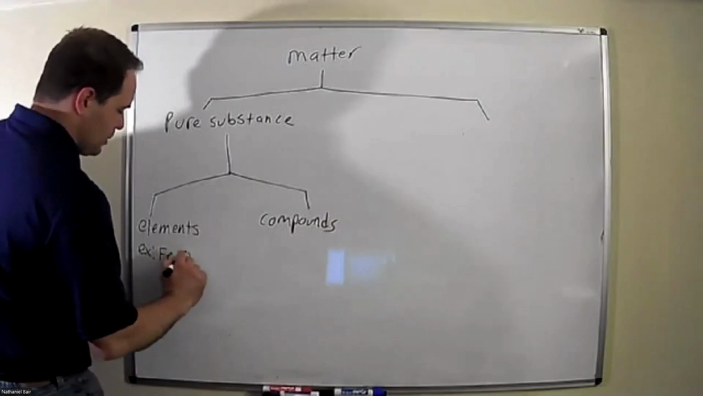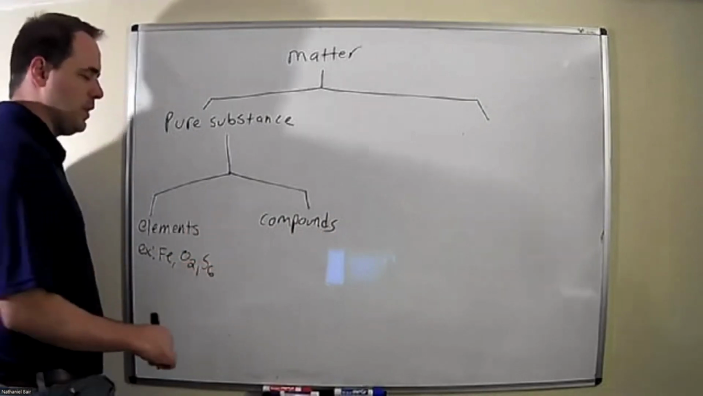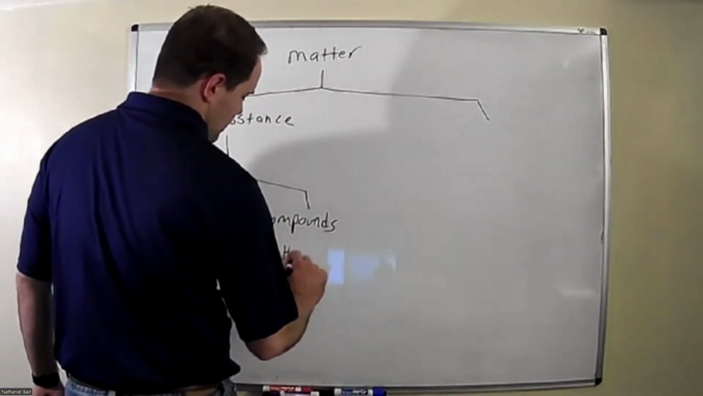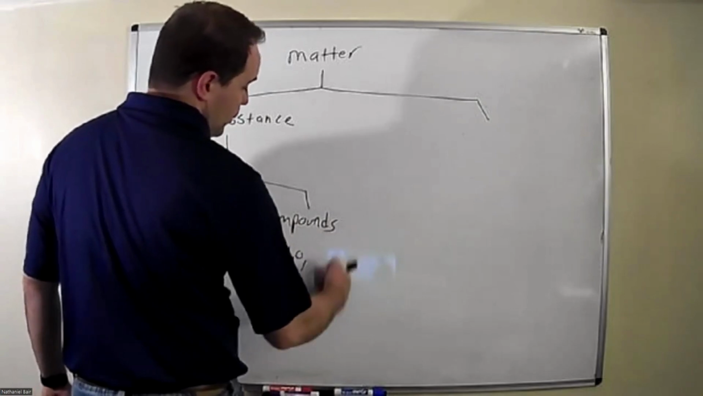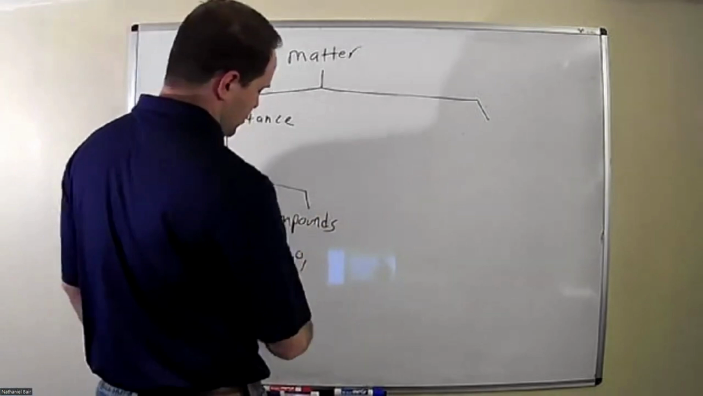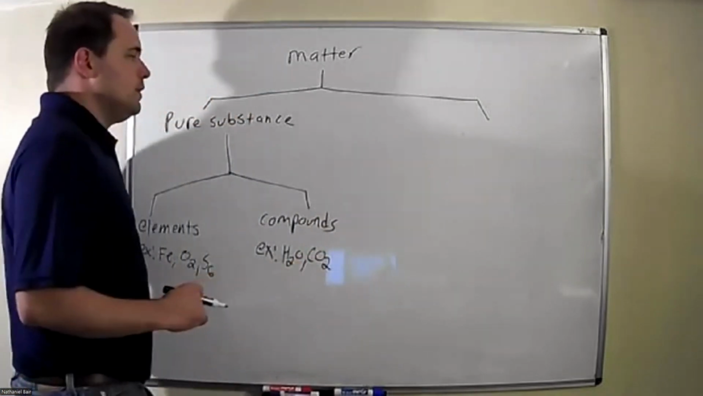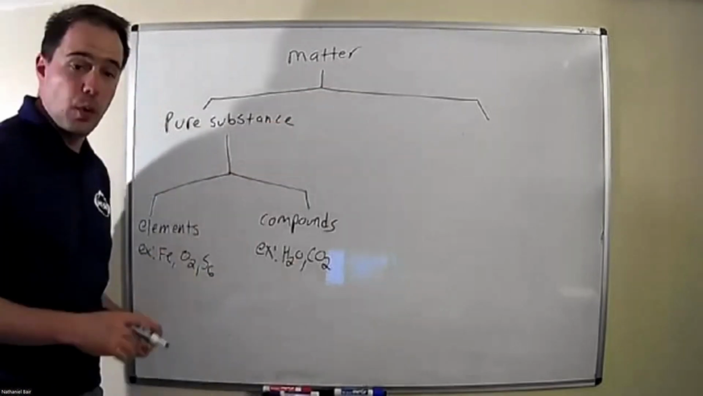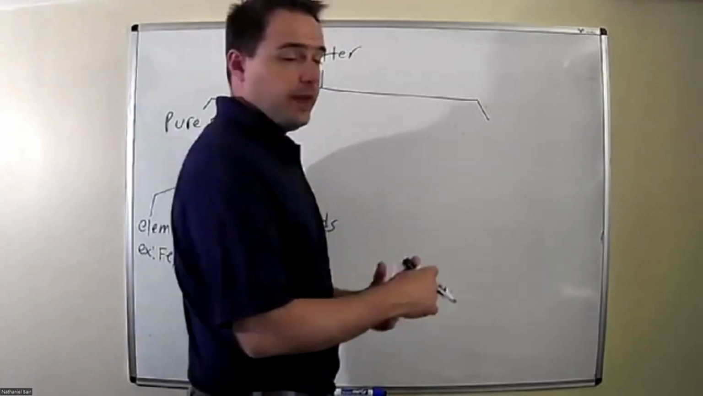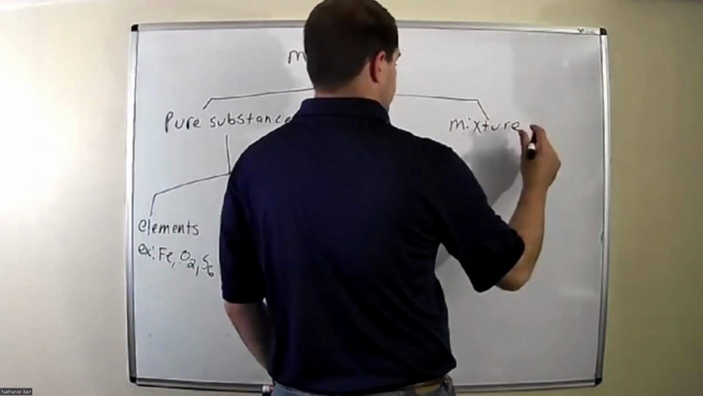We just listed some examples: iron, O2, S6. We went through that. Compounds, we said, are two different types of atoms, something like pure water, not tap water. Tap water is going to be a homogeneous mixture. So distilled water, carbon dioxide. So matter can be pure, or it can be a mixture of more than one thing. So the next thing would be mixture.